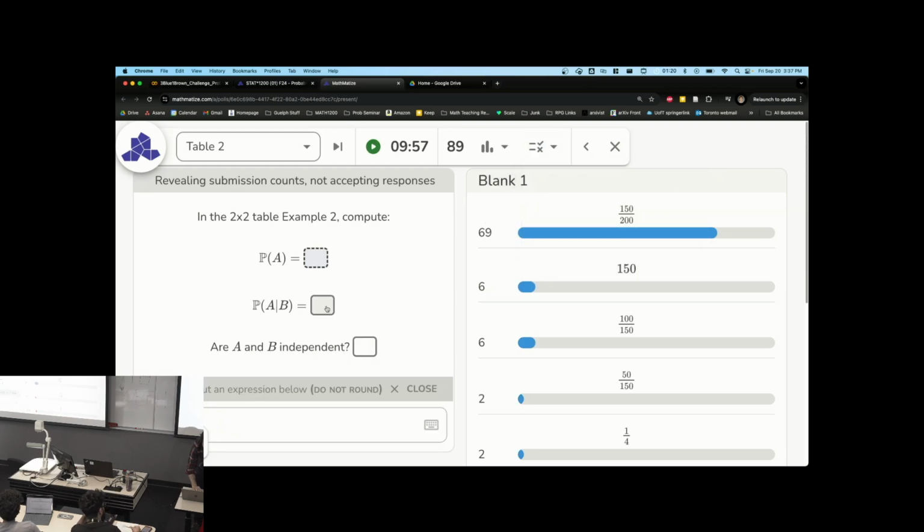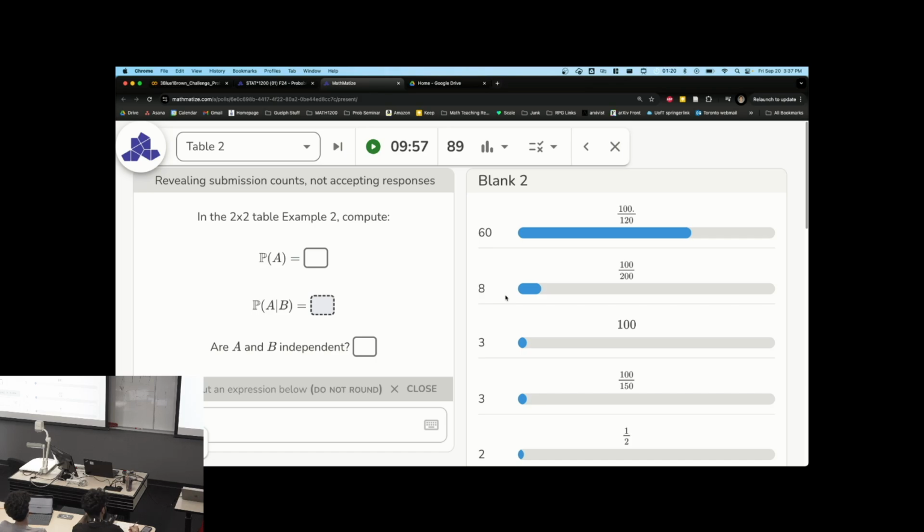What about A given B? 60 people said 100 out of 120. So when you're given B, that means for you, the whole universe is only people who have B. It's like you took everybody else and Thanos snapped them away. They're gone, okay? All these 80 people are removed from the universe.